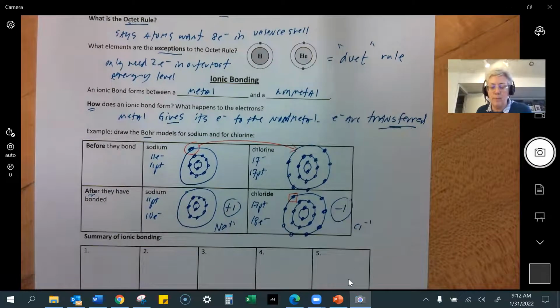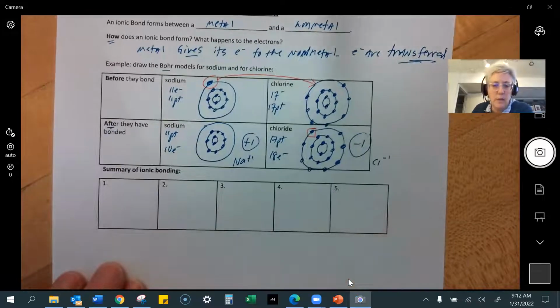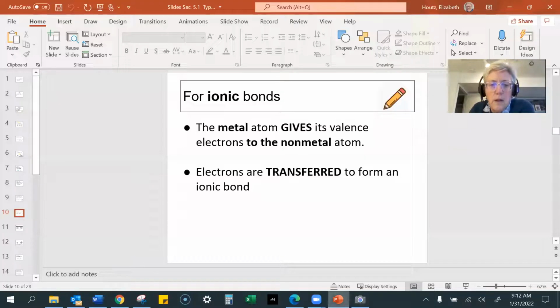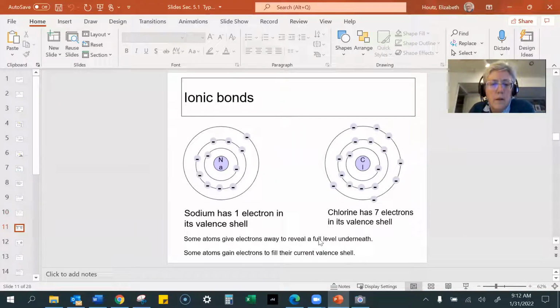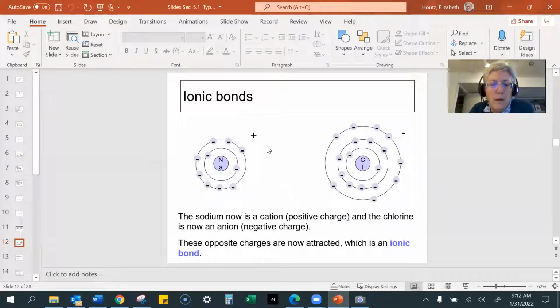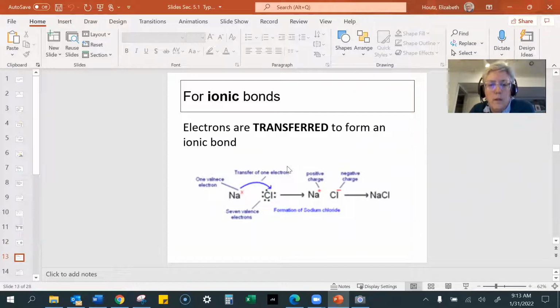Okay, so let's do a little recap here. All right, and this is all on the slides. I'm just going to write it down here. There's those pictures that I drew. There's sodium's 1 valence electron. Chlorine has 7. After they've bonded, sodium doesn't have any in its third energy level. It's not even drawn on here. And chlorine now has a full valence shell. So sodium has a full valence shell because now energy level 2 is its outermost shell and it has 8. And chlorine has a full valence shell because now it has 8 in its valence shell.